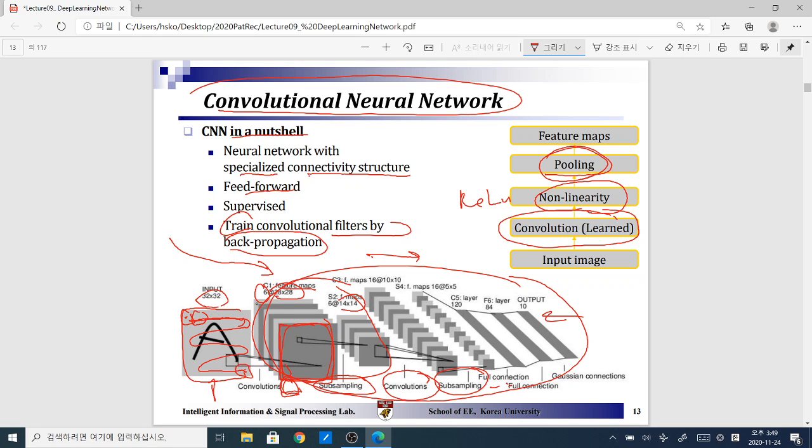So you could have multiple stages of such pairs: convolution, subsampling, convolution, subsampling, convolution, subsampling, and at the end there is the final feature, which is then connected into a multi-layer perceptron, or it could be just a simple perceptron, to perform some sort of classification at the output.